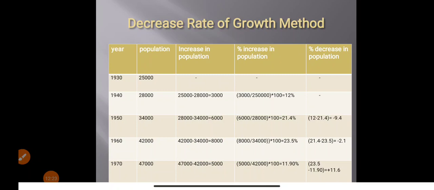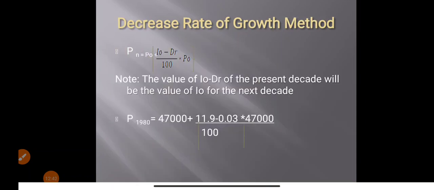So within the bracket, I naught minus dr divided by 100 multiplied with the P naught, then we have to add it to the P naught value. First we multiply it with P naught, and finally we add the value to the P naught value. So now the formula: Pn is equal to P naught plus I naught minus dr divided by 100 into P naught.